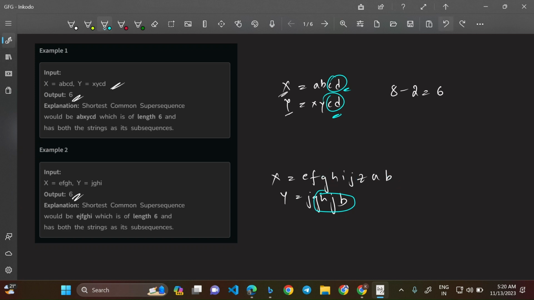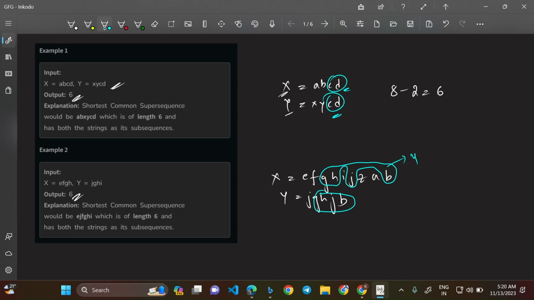We have this, wait, I'll be writing it properly. GZJB. All right. Why am I not able to write? So GH. All right, GH. This part, right? GHJB. All right, this is common to both of them. So what is the length of this? 4. So what is the output for this particular case?